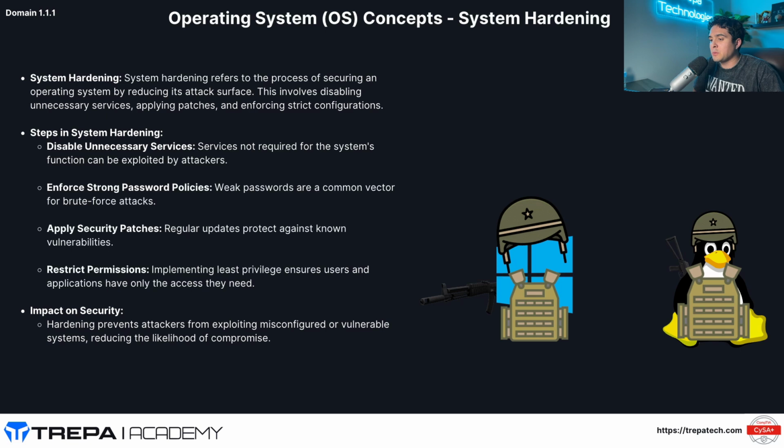So system hardening refers to the process of securing an operating system by reducing its attack surface. So what do we mean by that? If we open up every single service, every single port, we are just inviting attackers. If we have things open that are not supposed to, or that we don't need open, that increases the attack surface for an attacker to possibly exploit our device or devices.